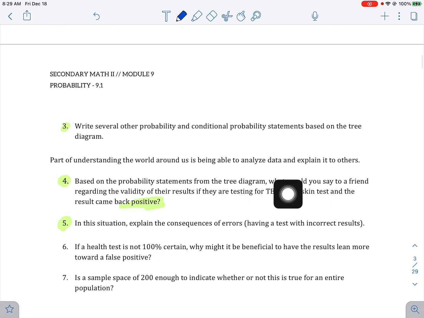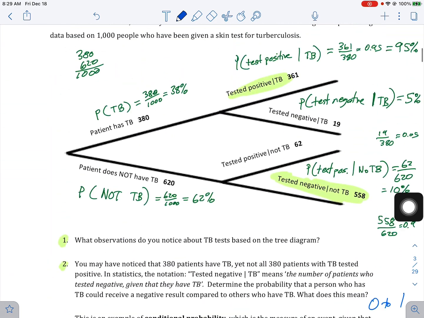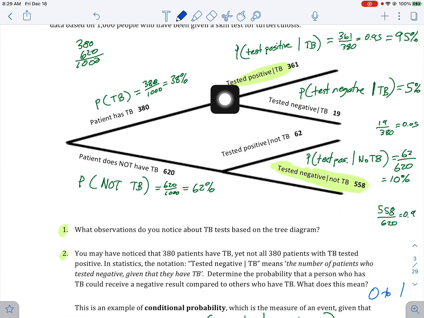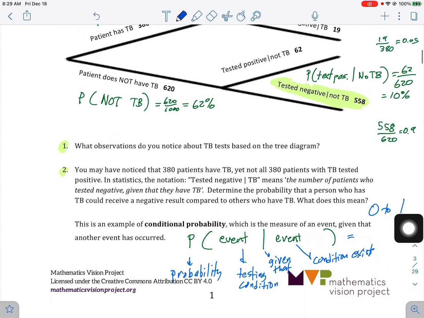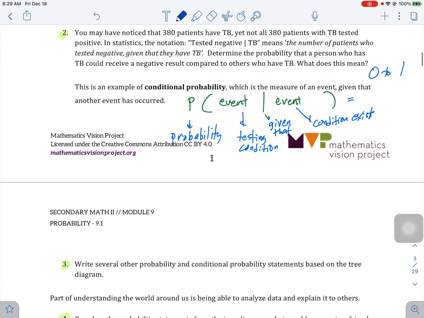And so if I had a friend who came back as positive for TB, I would say, well, it might be true, right? However, it's possible, for example, 62 out of 620, 10% of the people who don't have it actually test positive. So there's a chance that you don't actually have it. But I would probably move forward with the assumption that you probably do.